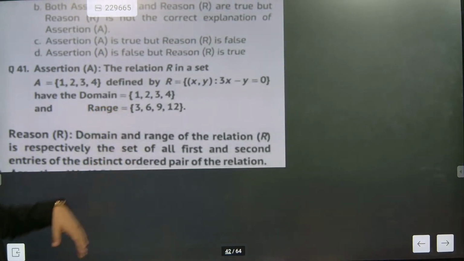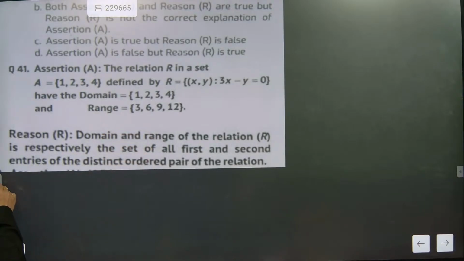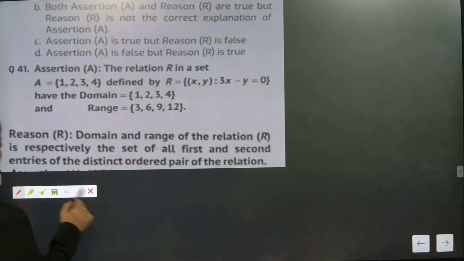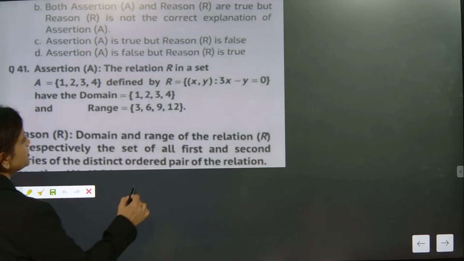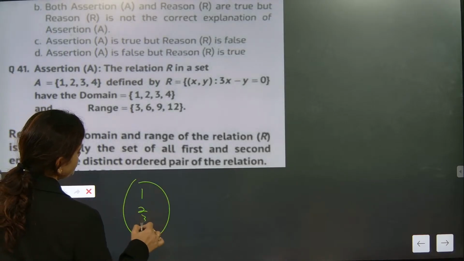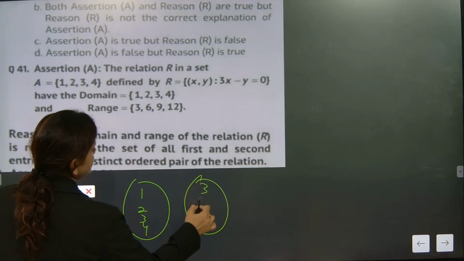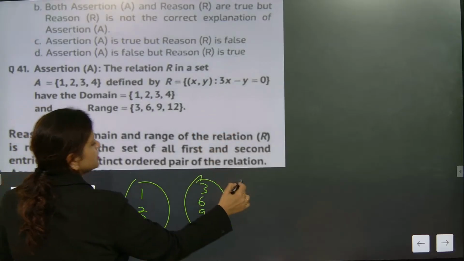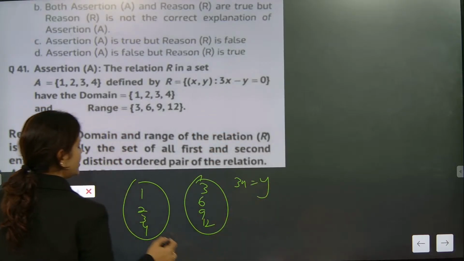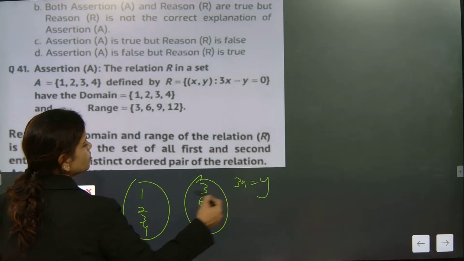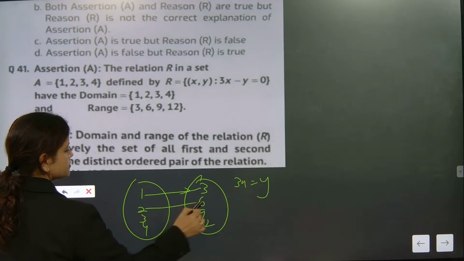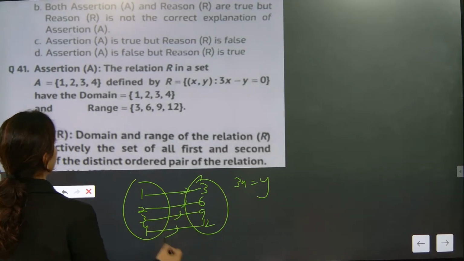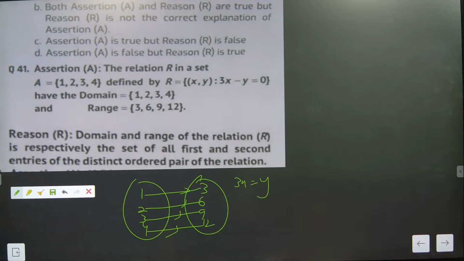Domain is 1, 2, 3, 4. Range is 3, 6, 9 and 12. So see, it is a very easily detectable question. You see how to attempt this question. Domain is 1, 2, 3, 4. Range is 3, 6, 9, 12. If you are putting x is equal to 1, y is 3x. So when x is coming as 1, so this is 1 on 3.